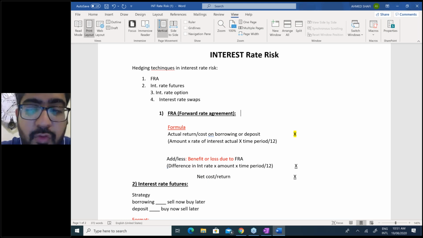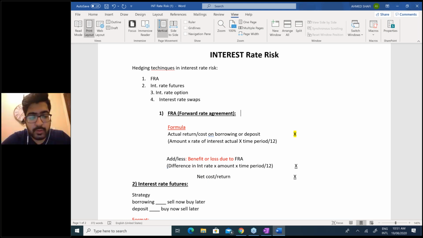However, if you got a deposit case and you wrote return on deposit in the first transaction, and then you got a loss, loss reduces return, so it is deducted. You will get net cost or return. If it's a borrowing case, you will get cost. If it's a deposit case, you will get return. Okay, so these are the two steps of FRA.